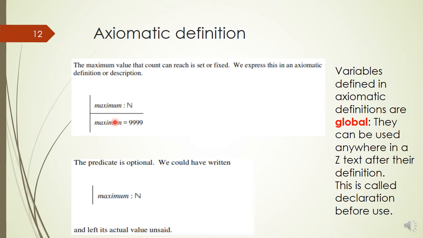And an axiomatic definition also has two parts. Its upper part is again a declaration part, and its lower part is a predicate part. But the predicate in the axiomatic definition is optional because at design level we should not define the maximum value of the limit in a counter. Therefore, this is more suitable to declare global variable.